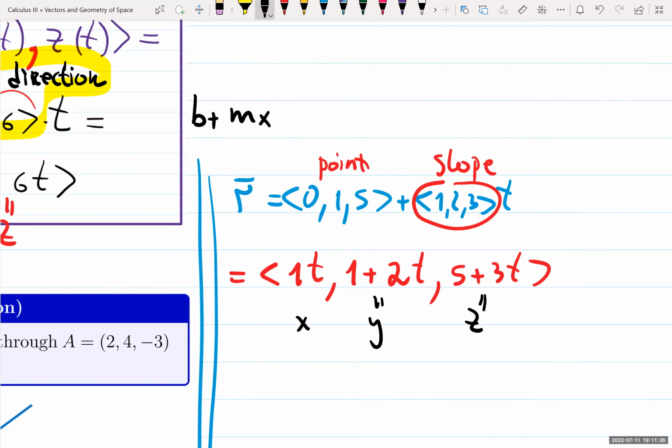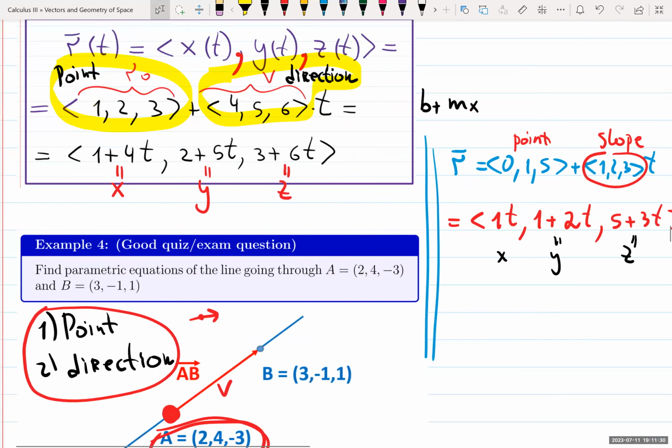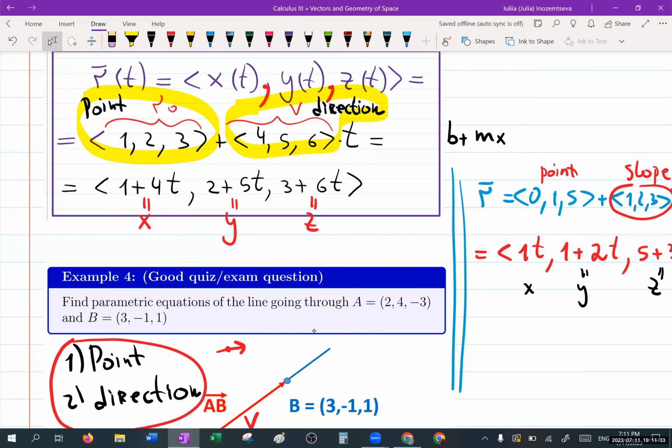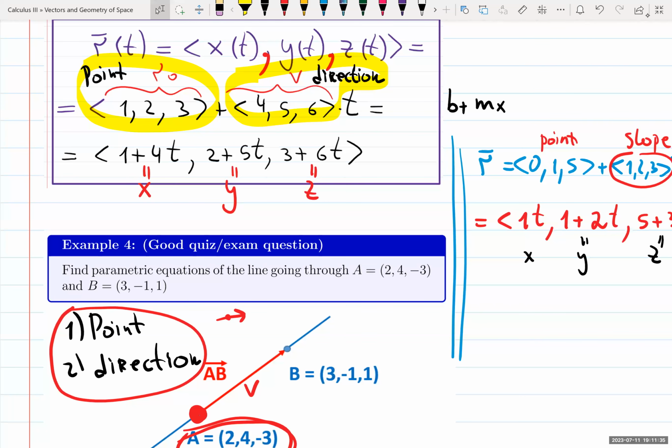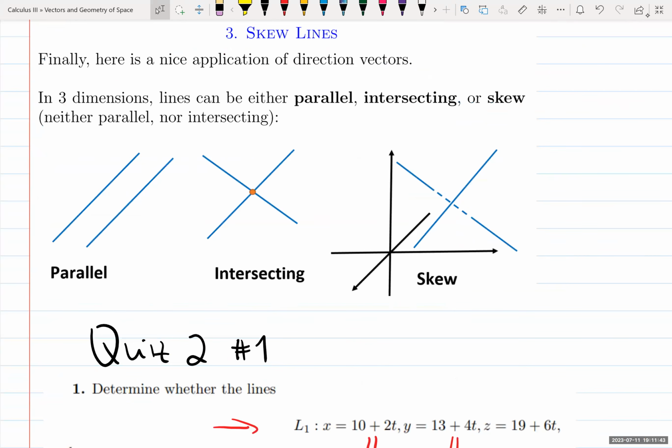Make sense? So make sure you can work with any given form, because I've seen all three. I'm afraid you will be confused. Okay, this is good. Now, how about these parallel lines, skew lines? I did not give any skew lines on the test.